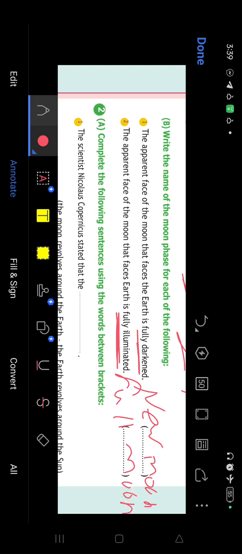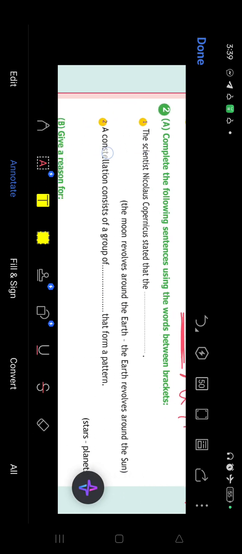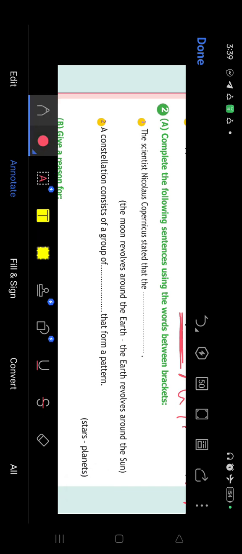Yes. Complete the following sentence using the word between brackets. Scientist Nicholas Copernicus stated that the Earth revolves around the Sun. Do you remember it was very important? Super. A constellation consists of a group of stars. Super.